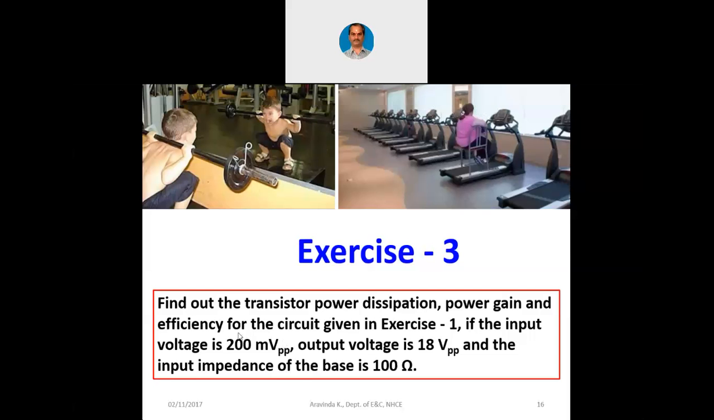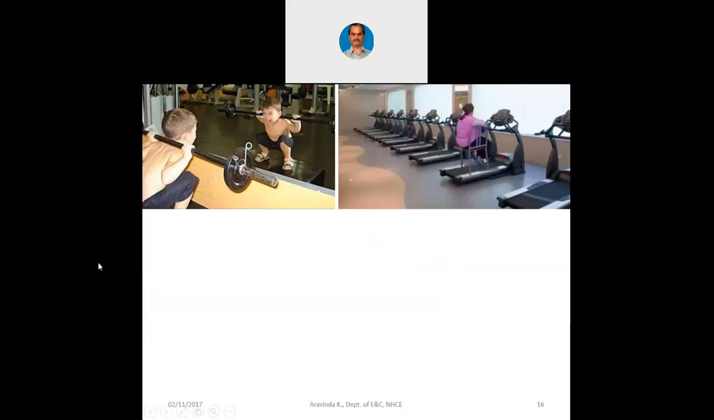Now remember these values. Input voltage is 200 millivolts peak to peak. Output voltage is 18 volts peak to peak. Input impedance of the base is 100 ohms. Let me go to the previous slide where I will show you the formula.